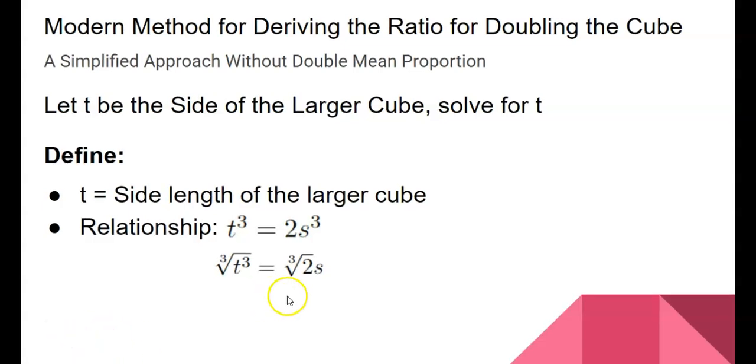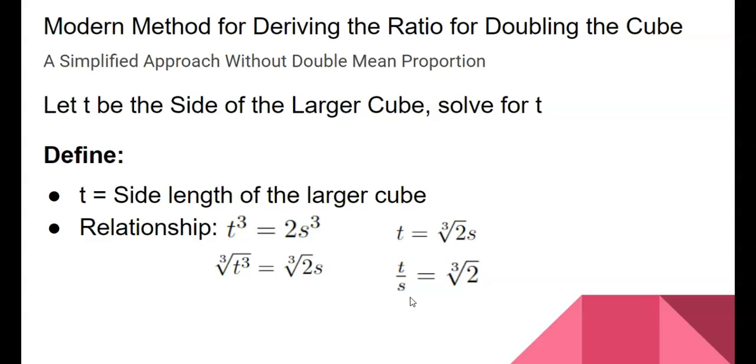We take the cube root of both sides. So we now have t is equal to cube root of 2s. Then finally, divide both sides by s. We now have the ratio t over s is equal to cube root of 2. This is the x over y ratio, right? Where x is greater than y.